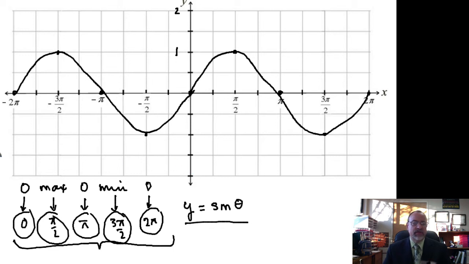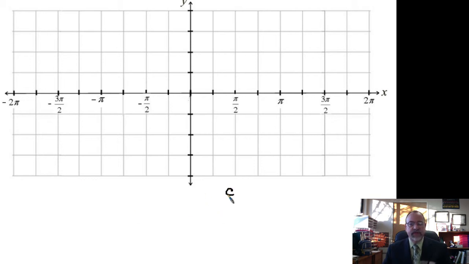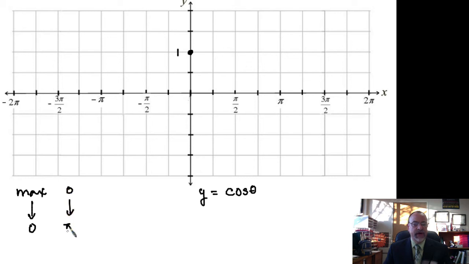So let's take a look at the cosine and what it looks like. The cosine function, so we have y equals cosine. Its pattern is different. It starts out at its maximum. So at 0, it's at its maximum of 1. We start out here, where the sine function started at 0. Then it goes down to 0 at pi over 2. At the 90-degree angle, it's at 0.